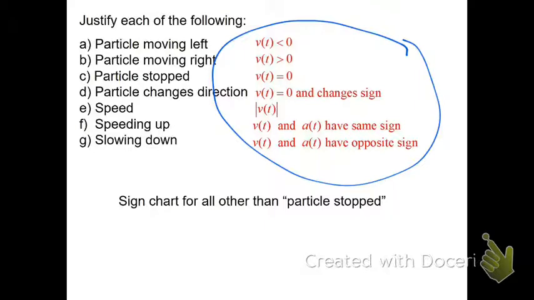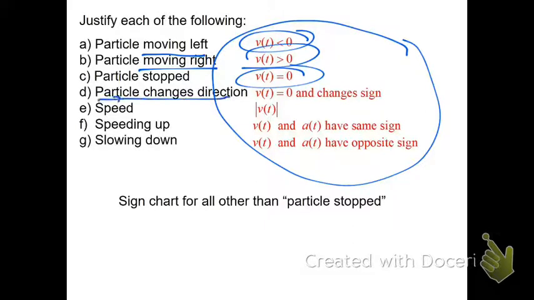As soon as they say particle moving left, you write velocity negative. If they say particle moving right, you write velocity positive. If they say particle is stopped, velocity is 0. Particle changes directions. That means it either went from left to right or from right to left. So it either changed from negative to positive or the other way around. So what you need to say for this is velocity changes sign.